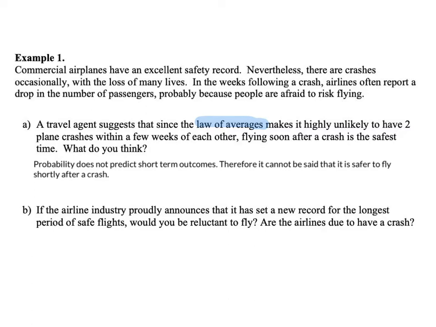In Part B, if the airline industry proudly announces that it has set a new record for the longest period of safe flights, would you be reluctant to fly? Are the airlines due to have a crash? Well, I think we can answer this very similarly: probability, again, does not predict short-term outcomes. We can't say that the airlines are due to have a crash. But despite this, I think people have this misuse or misunderstanding of how probability works, and they do come up with this false sense that something is due to happen.